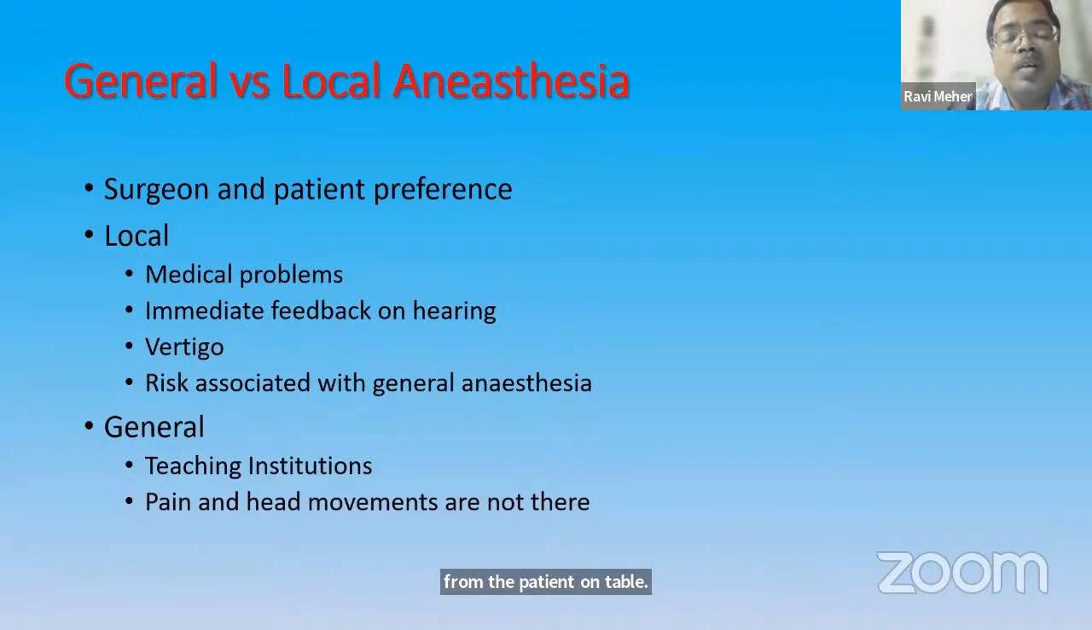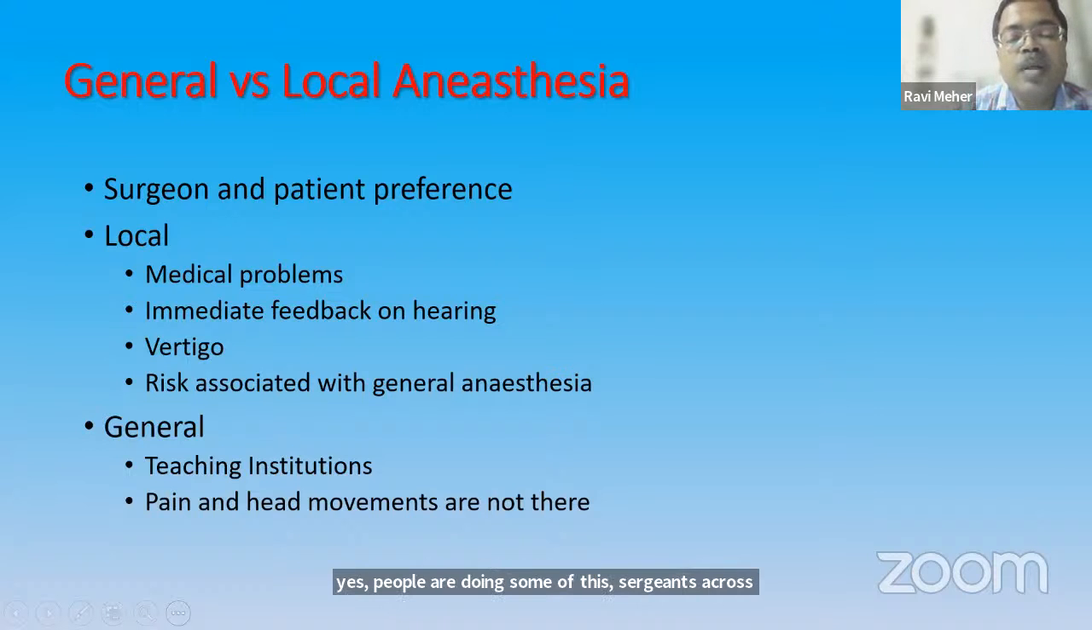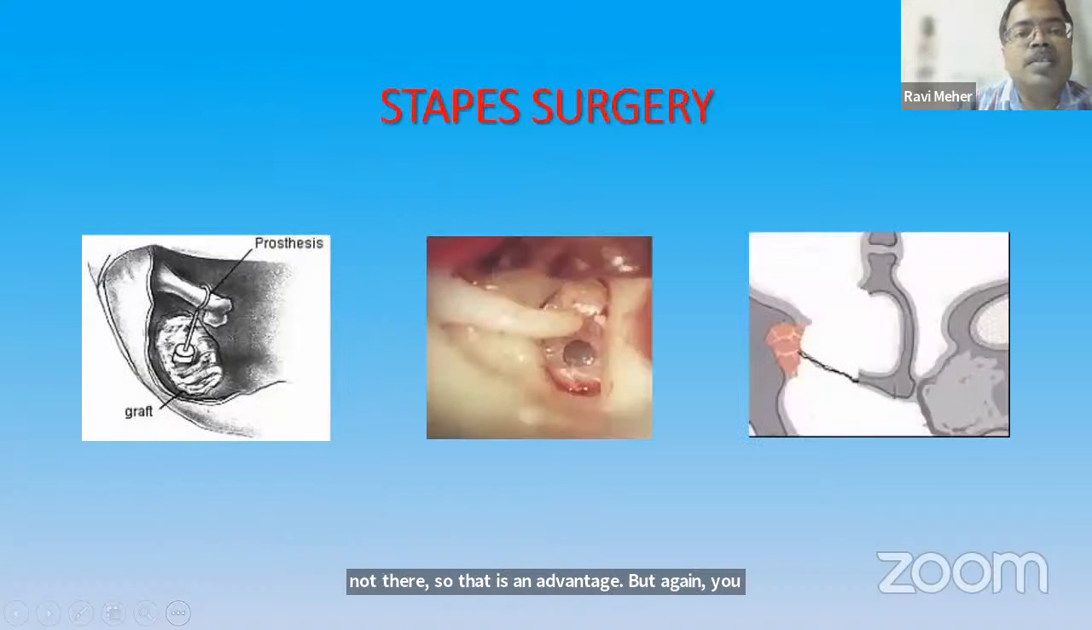You can also know if the patient is having vertigo, because if you have damaged the labyrinth, or if you've gone inside the vestibule, the patient will have vertigo on table. But again, this can be detrimental also for local anesthesia, because the patient can move a lot, and it can hamper your surgical procedure. General anesthesia, yes, some surgeons across the world are doing general anesthesia because pain and head movements are not there, so that is an advantage. But again, you can't check the hearing on table with general anesthesia.